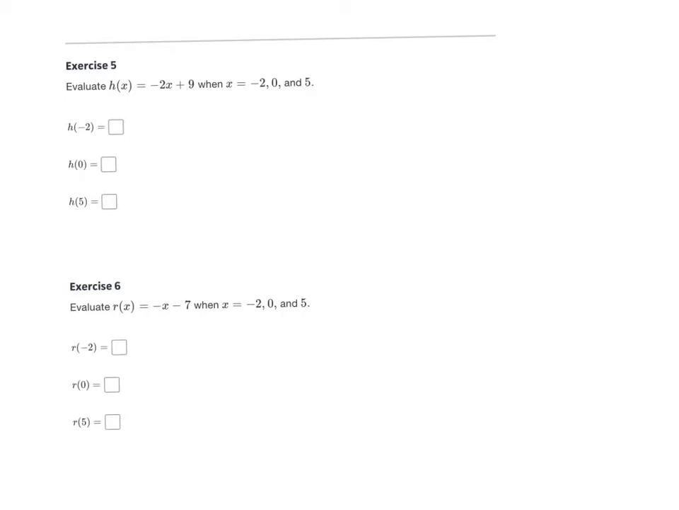And the first thing that we're doing is we're plugging in. Now typically I like these to look like this. X, h of x, and we're plugging in -2, 0, and 5. So if we plug in -2, we'd have -2 times -2, which is 4, 4 plus 9, which is 13. When we plug in 0, we'd have -2 times 0, which is 0 plus 9, which is 9. And then we'd have 5. -2 times 5 is -10 plus 9, which is -1.